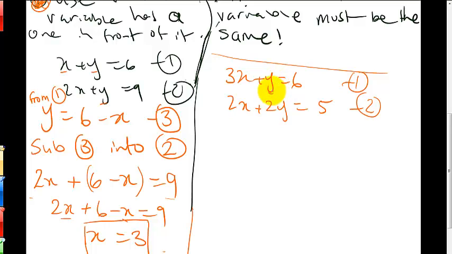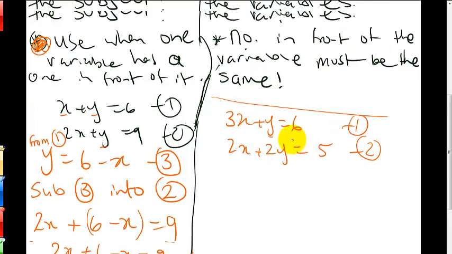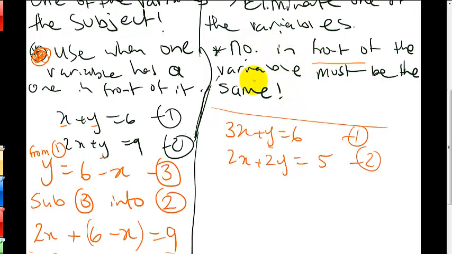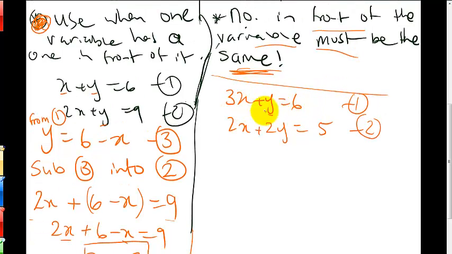But since I don't want you to do it via substitution, we're going to try to do it via elimination. Now, with elimination, I said all you want is the number in front of the variable to be the same. So, as we can see, the numbers are not the same.